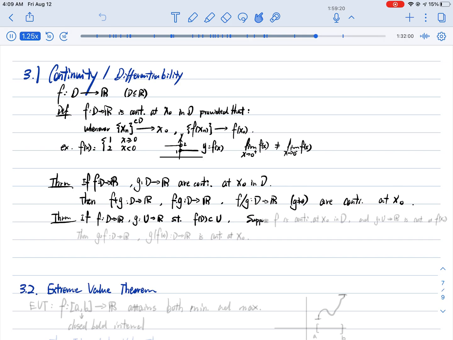And now let's suppose f is continuous at x0 in D, and g is continuous at f of x0, then we'll know that the composition g of f, which is namely g of f of x, is going to be continuous at x0. Alright, so what does it mean?